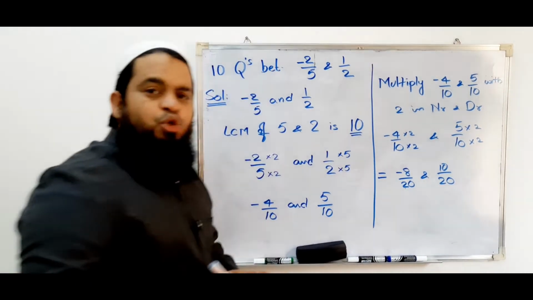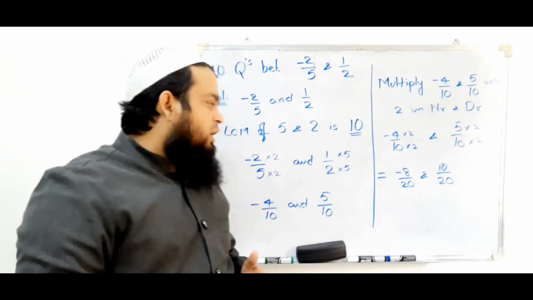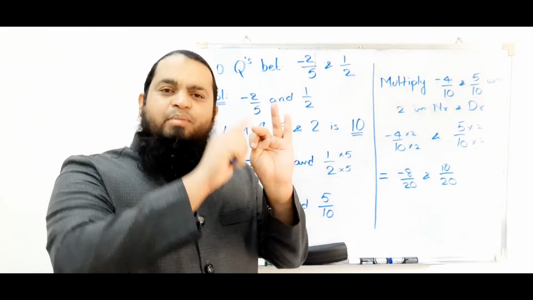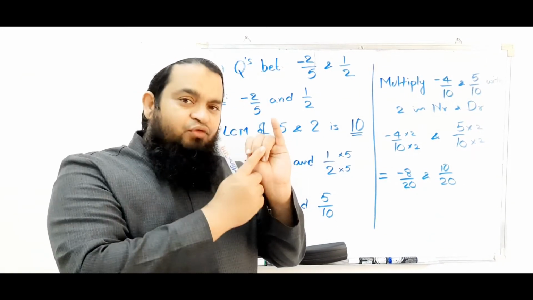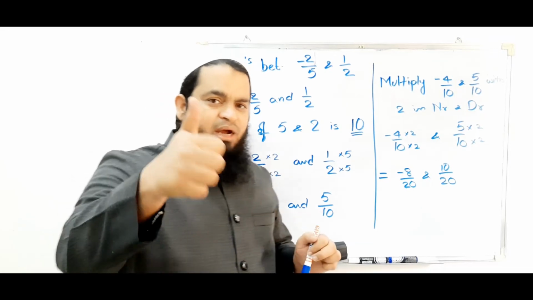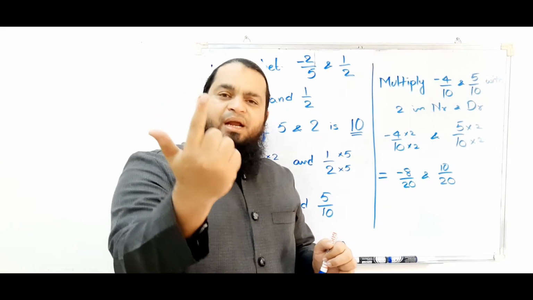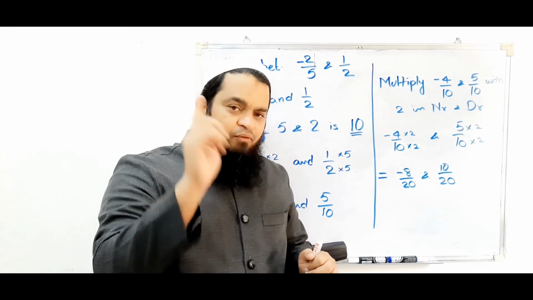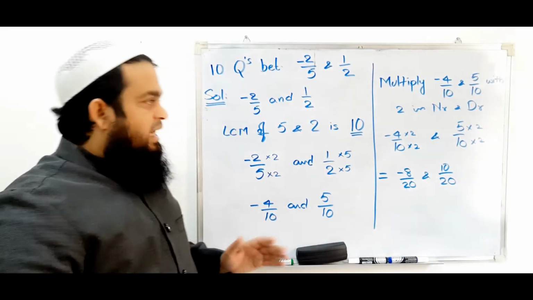Now I think you can write 10 rational numbers. What are the 10 rational numbers? Minus 7 by 20, minus 6 by 20, minus 5 by 20, minus 4 by 20, minus 3 by 20, minus 2 by 20, minus 1 by 20, 0 by 20, 1 by 20 and 2 by 20. Understood everybody? So these are the 10 rational numbers.